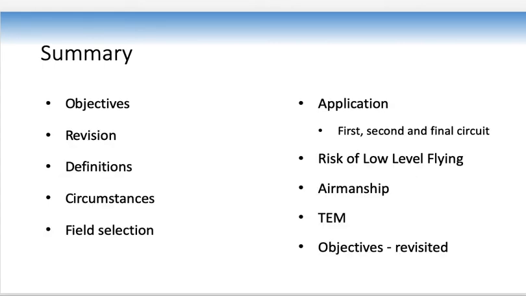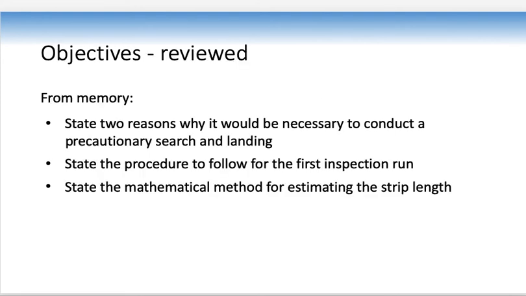So in terms of the summary, we looked at the objectives, that's the take-home message. We looked at revision from our Australia level and PFL brief. We looked at definitions such as RAF, reference point airspeed field, ALAs, Mayday call, Pan call. Looked at the circumstances and the reasons, the field selection criteria, the application. Make sure you know that procedure well. Looked at the risks of low-level flying, especially being so close to terrain. And we also looked at the airmanship and threat management considerations: watching out for obstacles, good lookout, maintaining visual contact, and managing your time. And then finally, the objectives.